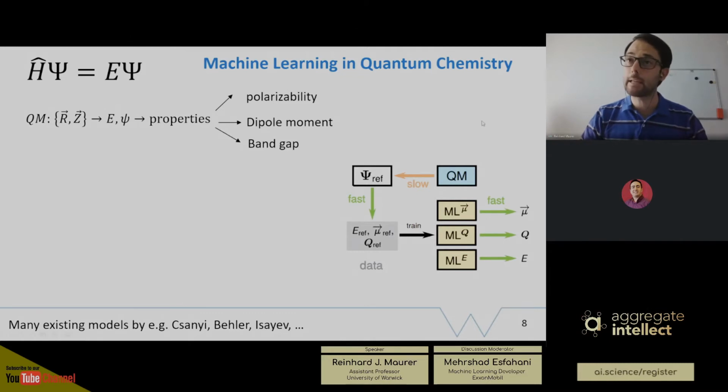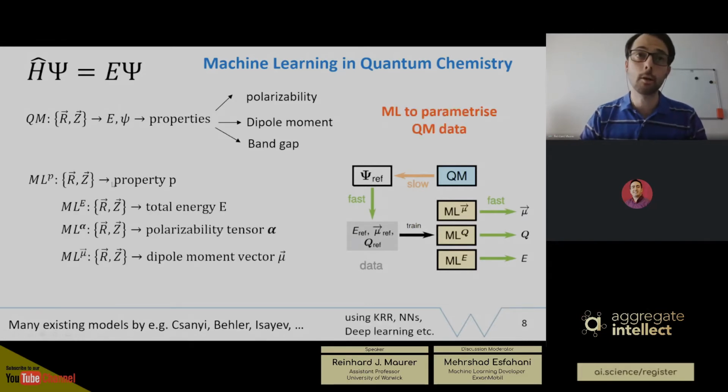And so the basic idea is that we perform quantum chemistry calculations, we get wave functions, and we get our observables, and these observables can be parameterized with machine learning, right? So the machine learning models basically take the role of connecting the total energy, polarizability, these properties with these continuous variable spaces. And this has been done with kernel ridge regression, neural networks, deep learning, all sorts of different types of approaches.